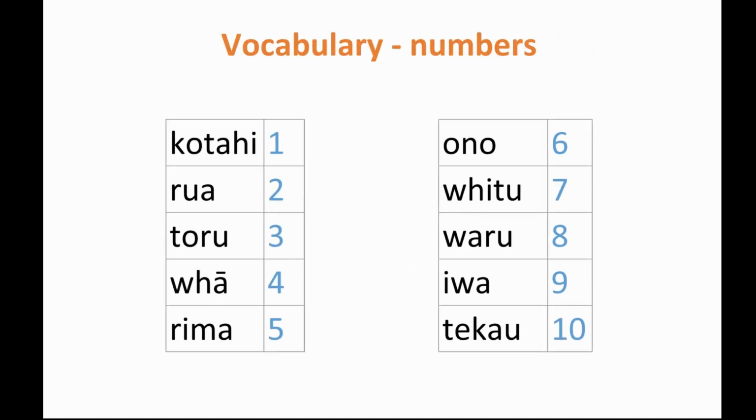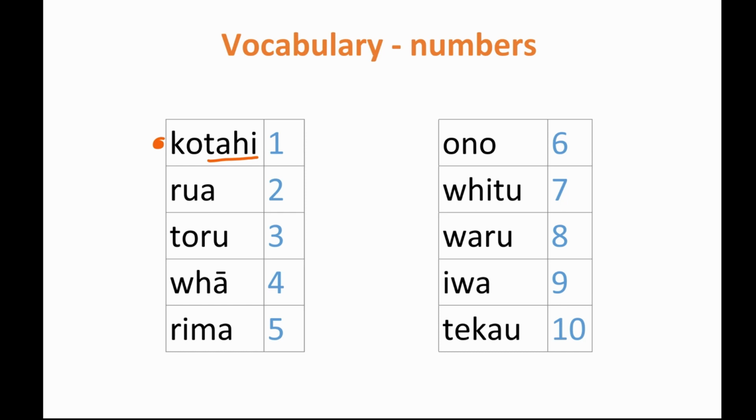Now, first things first, we need to learn about the vocab, the numbers. You would be familiar with this. Kotahi, rua, toru, wha, rima, ono, whitu, waru, iwa, and te kau. We won't go over te kau, but you should know these. However, there's one thing that's different. Right here. Kotahi. It's not just tahi, it's kotahi.